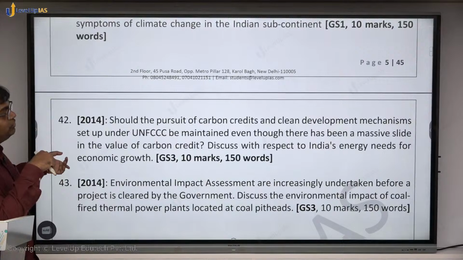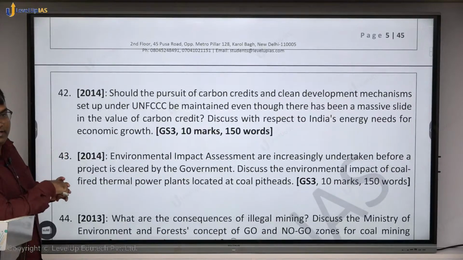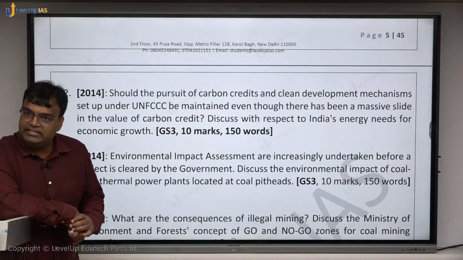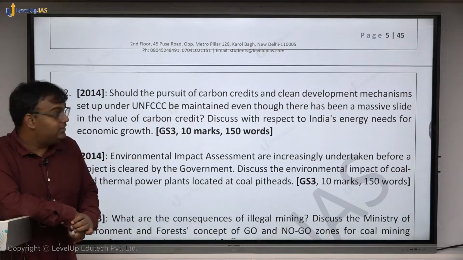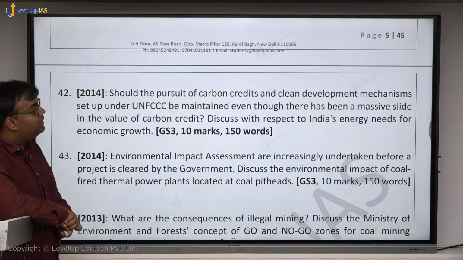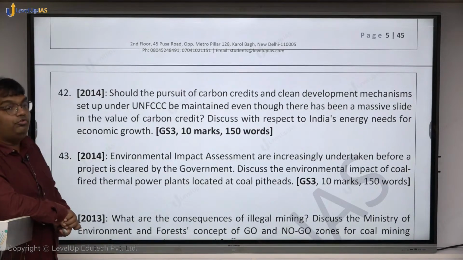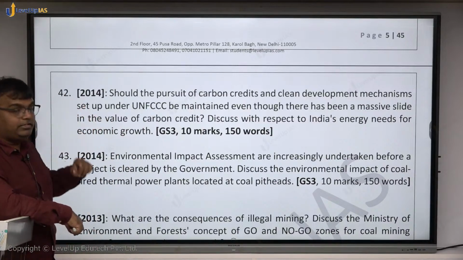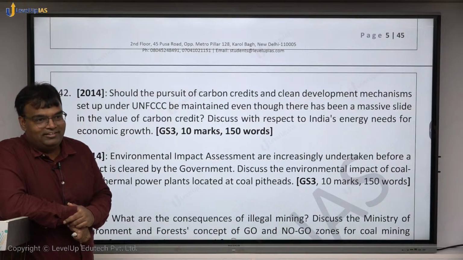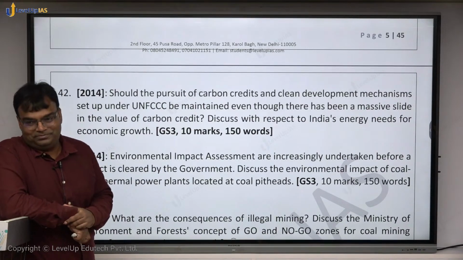Should the pursuit of carbon credit and clean development mechanism, which we study under climate change, set up under UNFCCC be maintained even though there has been a massive slide in the value of carbon credit? Please note the date, 2014. In 2015 the Paris Agreement was finalized. So this debate was going on.